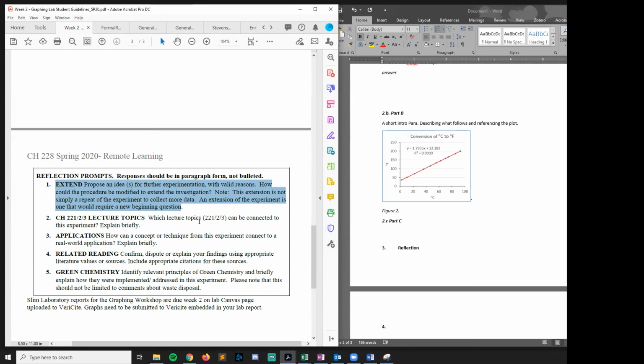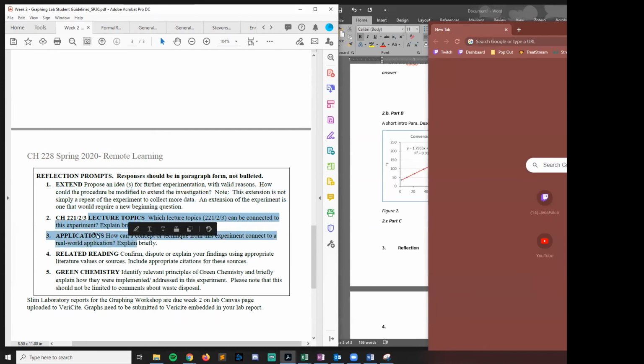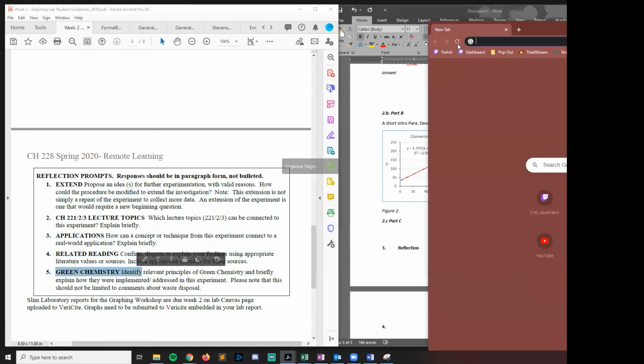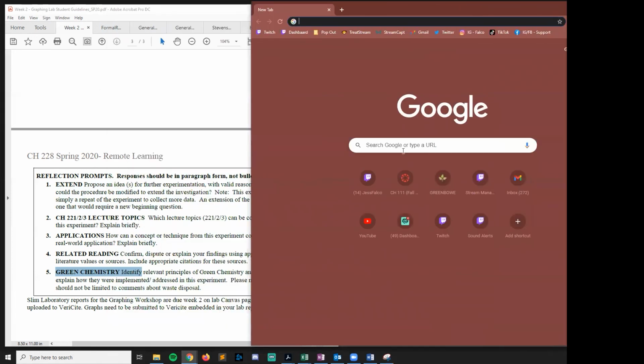I don't know. I can't think of anything off the top of my head, but you can always Google too, for something that might be helpful in this type of situation. Oh, whoops. For pretty much everything in the reflection section, except for like, how does this relate to your lecture? Applications, same thing. So extend, applications, related reading, green chemistry, all this stuff you're going to want to Google and use proper references, right? You guys got taught proper reference making in Gen Chem 1, right? Did you or no? Yeah? Yeah. Okay, cool.